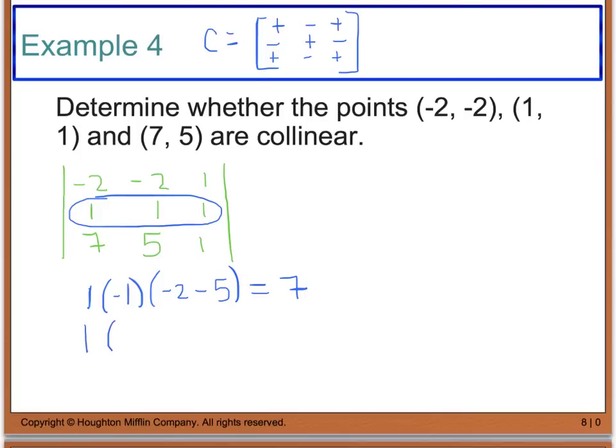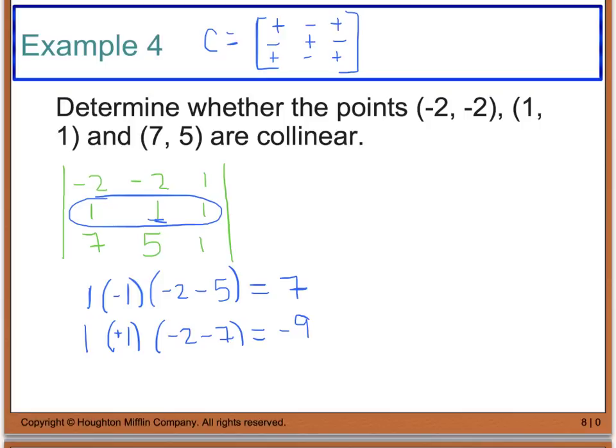For my next cofactor, I have 1 times. Now for this middle term here, I see that my sign is going to stay the same, so I'll just go +1 times, and when I cross out that middle row, middle column, I have -2 times 1, which is -2, minus 7 times 1, which is 7, and -2 minus 7 is -9 times +1 is going to give me -9.